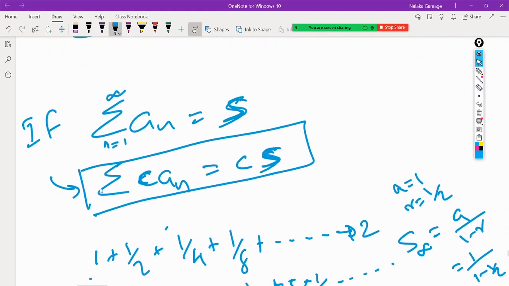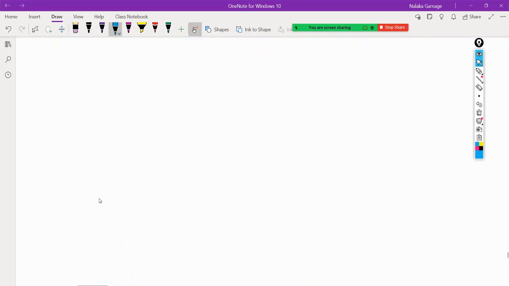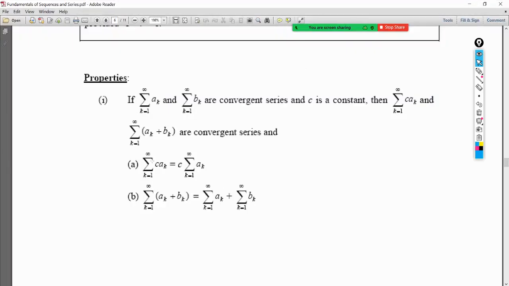Right? That is the first rule, or the first interesting result. The second interesting result: sigma of ak plus bk. If ak is convergent, say to S1, and bk is convergent to S2, then the series ak plus bk is also convergent and it converges to S1 plus S2. Right? So that's it. Now, what do we make of this?